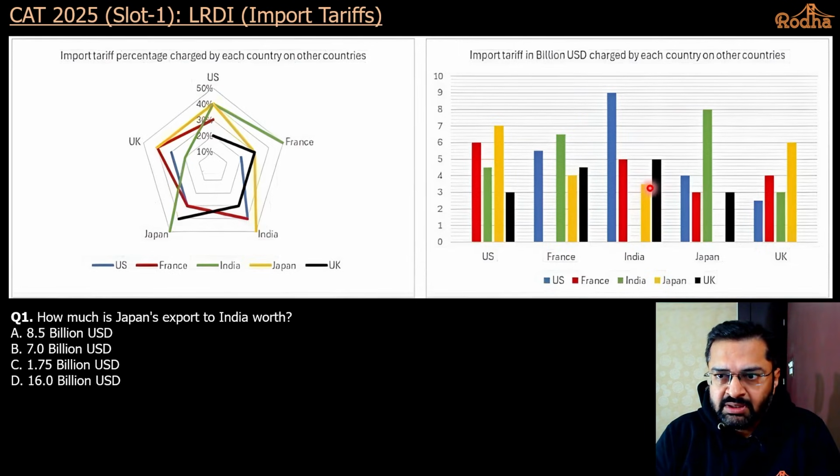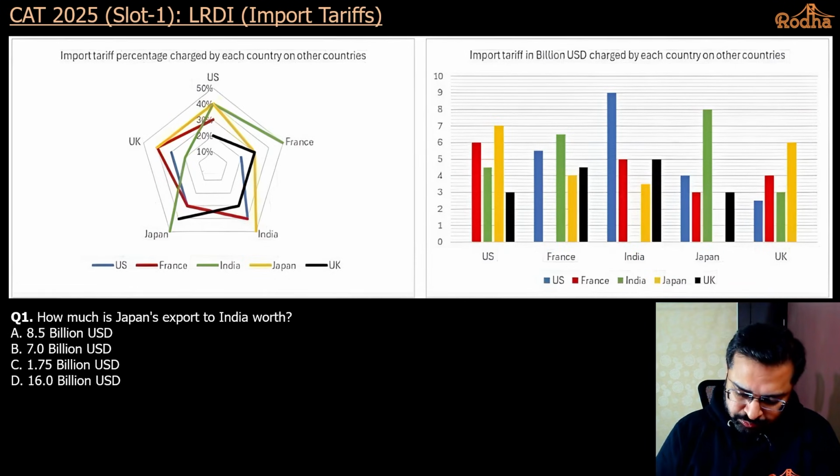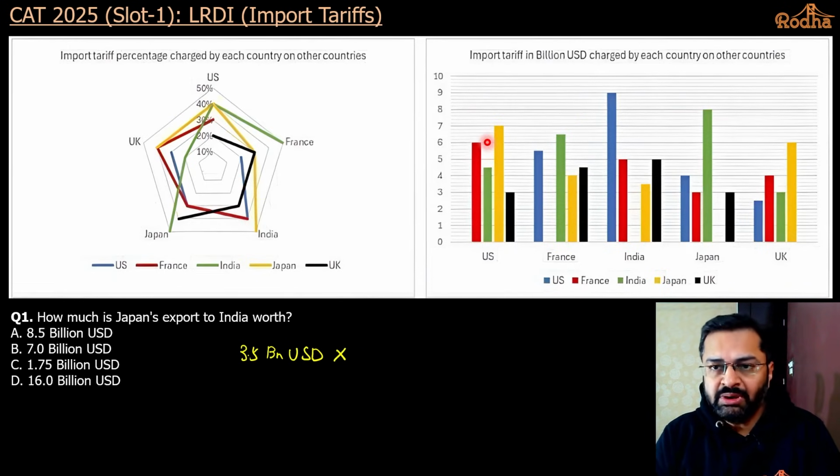Can we say that it looks like, just look at this, draw an imaginary line, think of this as 3 and this as 4. So where does this bar go? In India, this yellow bar is Japan, and you can see that this is 3.5 billion US dollars. So I'm just writing this. This is 3.5 billion USD. You don't have to write that. Now, this is the import tariff in US billion dollars, absolute value.